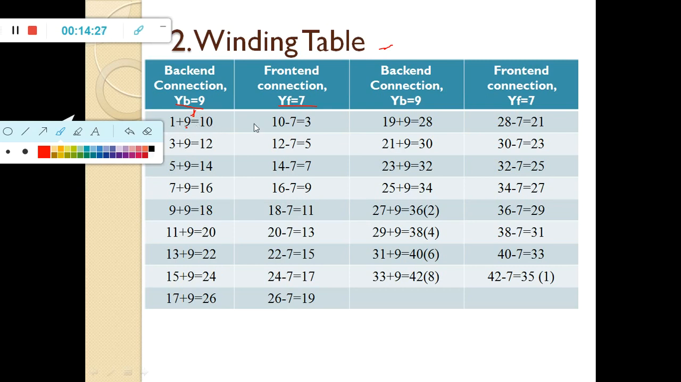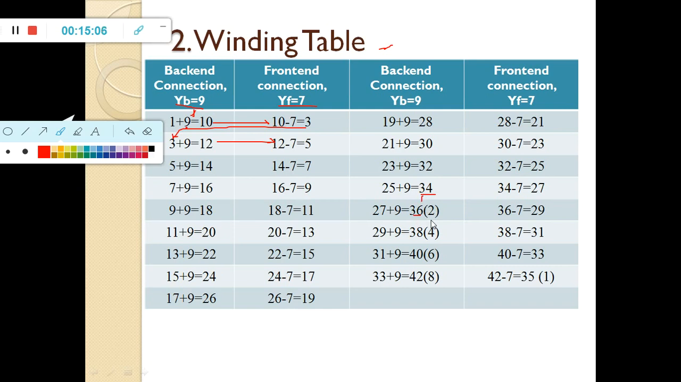This 10 minus 7 is equal to 3, and this 3 plus 9 is equal to 12, and 12 minus 7 is equal to 5, and so on. For example, here I have a maximum of 34 conductors in this problem, because there are 17 slots and it is a double layer. 17 into 2 is 34. But in this process I got 27 plus 9 is equal to 36. So 36 minus the total number of conductors, that is 34, is equal to 2. The 36th conductor is nothing but conductor number 2.